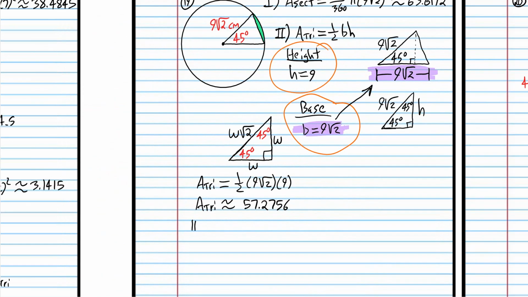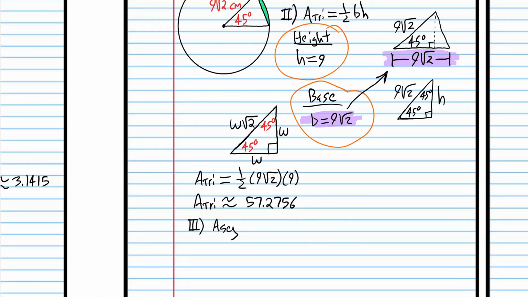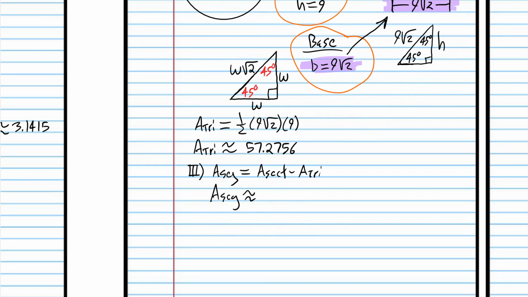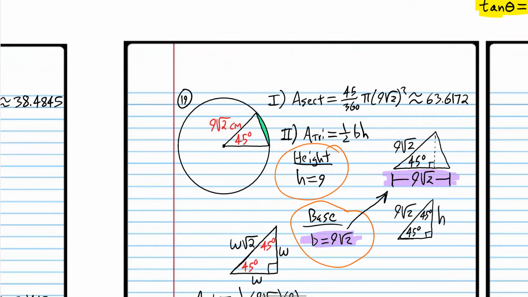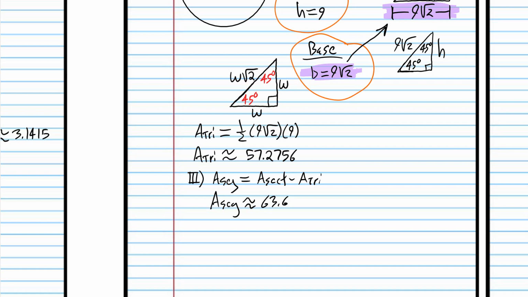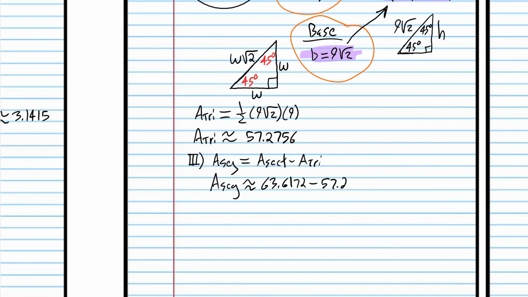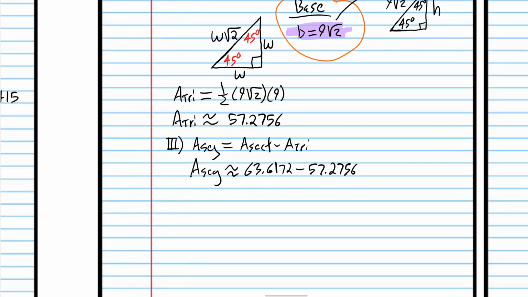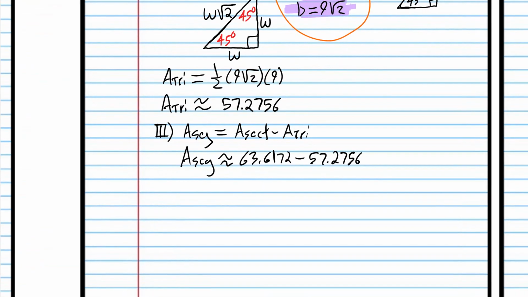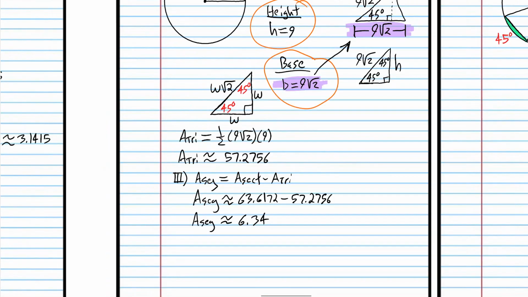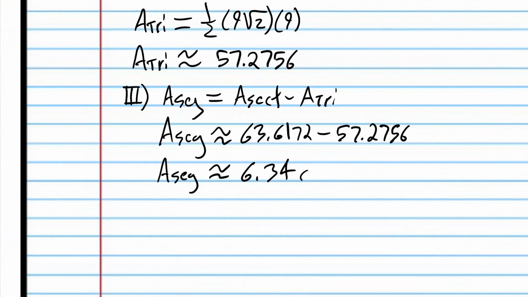And on to step 3, the area of the segment is equal to the area of the sector minus the area of the triangle. Area of the sector, all right, and just enter that into the calculator, and we get 6.34 square centimeters.